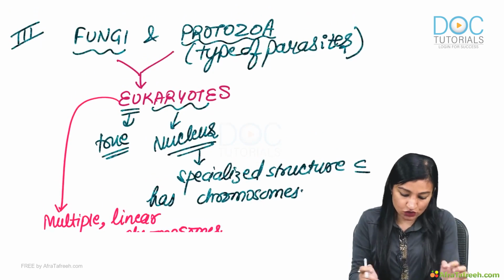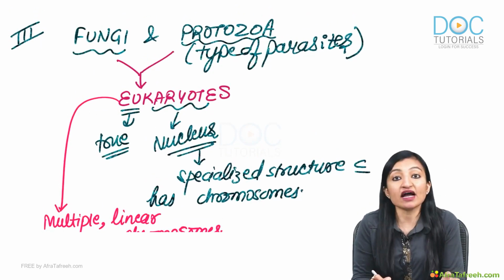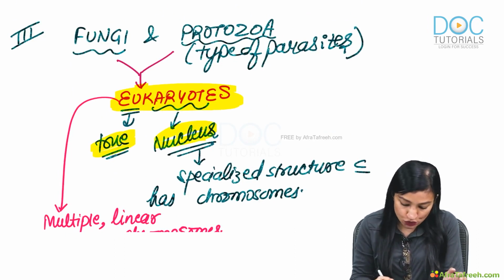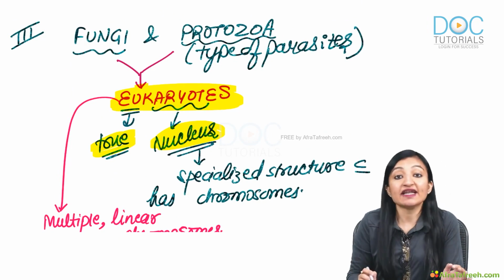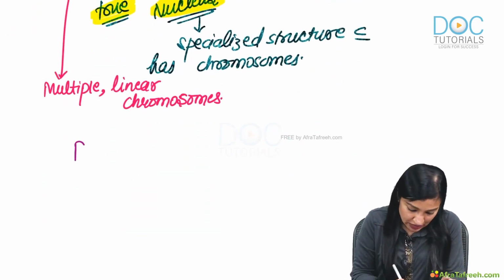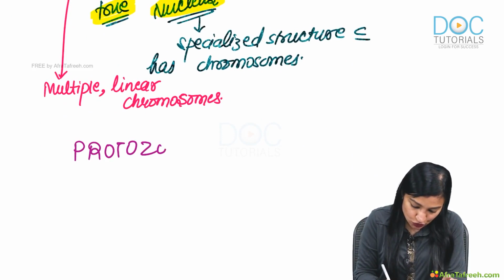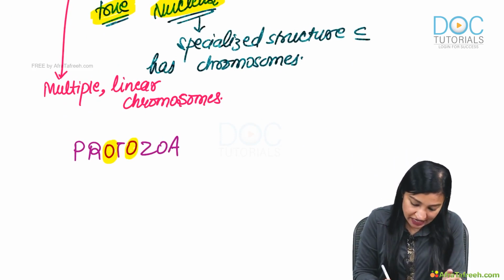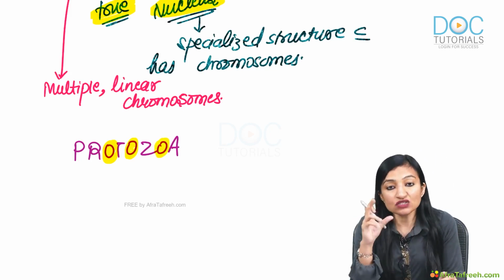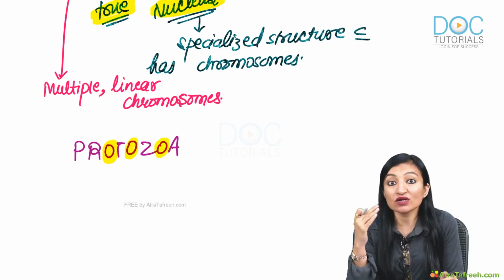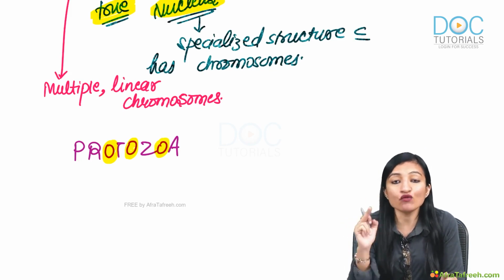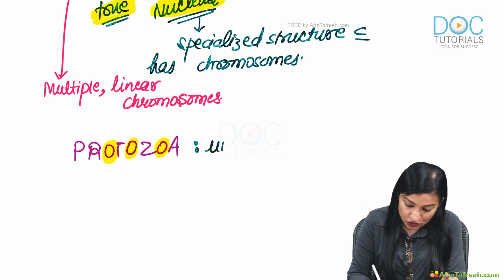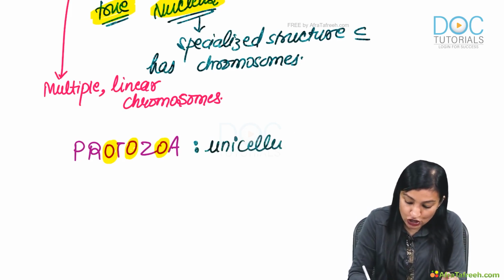Now, the common thing between fungi and protozoa is that both are eukaryotes, they have got a true nucleus. Now let us see some differences. If you write protozoa and you highlight the O's, there are 3 O's. These O's look like 0, and from 0 I want all of you to remember that protozoa are unicellular organisms.